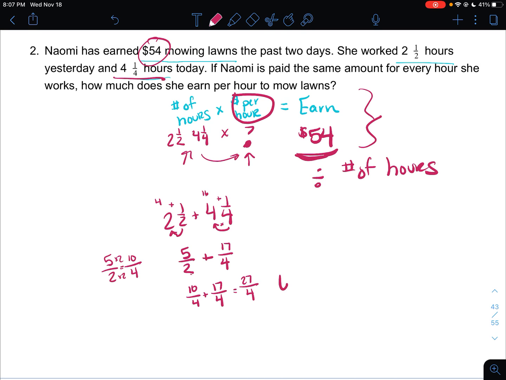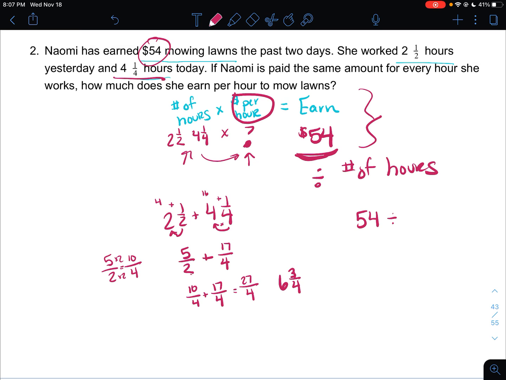So I could change this back into a mixed number. 4 goes into 27 6 times with 1 left over. Just kidding, with 3 left over, because 6 times 4 is 24. Take away 24 from 27, and you get 3. So 6 3/4 hours is what Naomi worked.